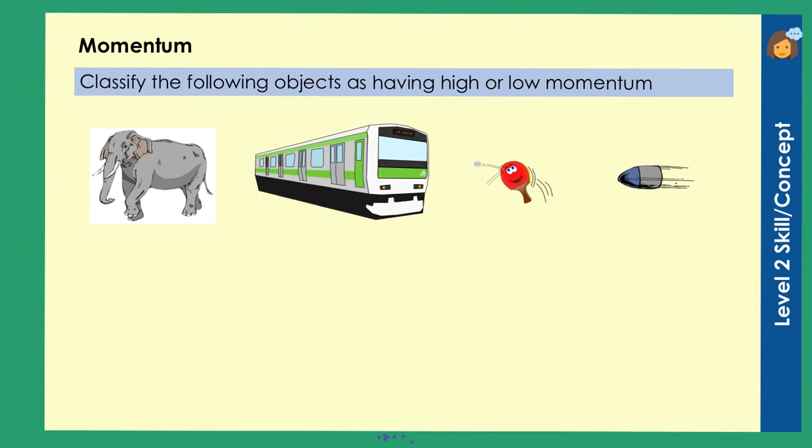So now at this point, we know that the momentum of an object depends on the mass of the object and the velocity of the object. So it is a product of mass and velocity. Now we're going to use these two factors to consider whether the following objects have high or low momentum.